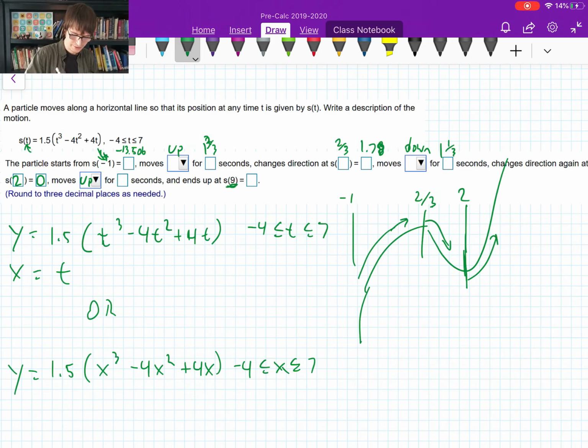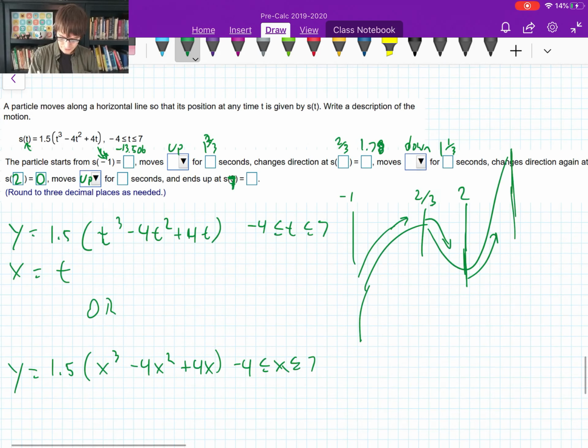I think I actually compiled two questions together. This should be a 7. I think in your problem it's going to be a 9. But S of 7 is probably the endpoint. So 2 to 7 is the endpoint. We start at -1, it's high at 2/3, low at 2, and it ends at 7. So we go from 2 to 7. That means it goes up for 5 seconds. And it ends up at S of 7.